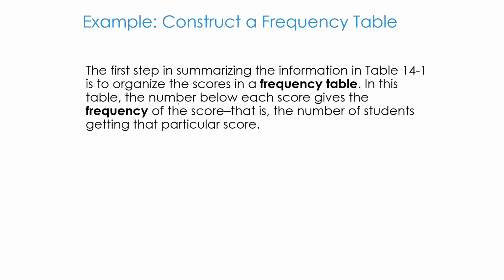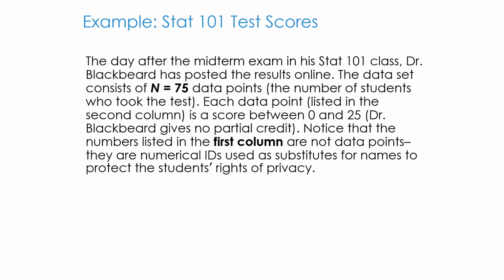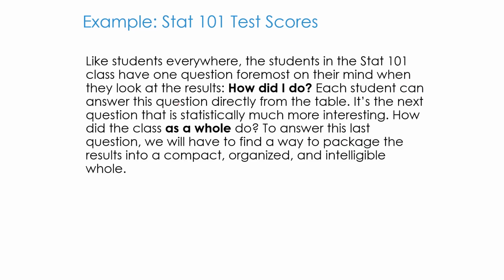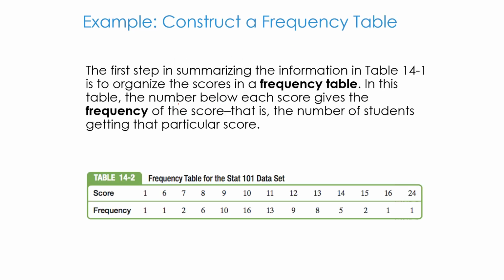The first step in summarizing the information in Table 14.1 is to organize the scores in a frequency table. In this table, the number below each score gives the frequency of the score. That is the number of students getting that particular score. So we have 75 students took the test. We have 75 scores, but they are not all different. What we would like to do is record how many students got what score. That's a frequency distribution. So here's the frequency table. Frequency table for the Stat 101 data set.